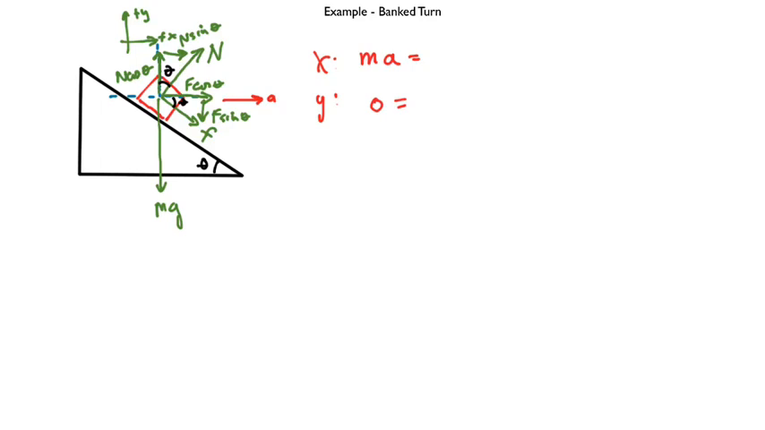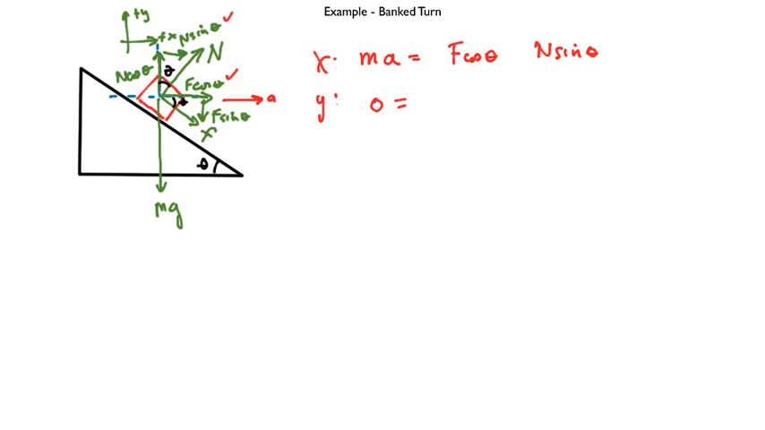So in the x direction here, what have I got? I've got f cosine theta. This gets really hard. You can really mess up and miss some things if you're not careful. I've got n sine theta. I got that one. And is there anything else? No, I'm not seeing any other horizontal forces.